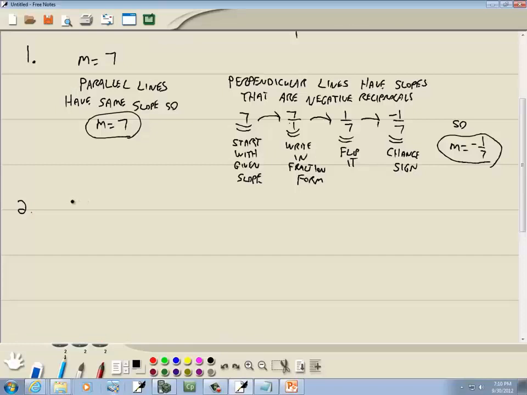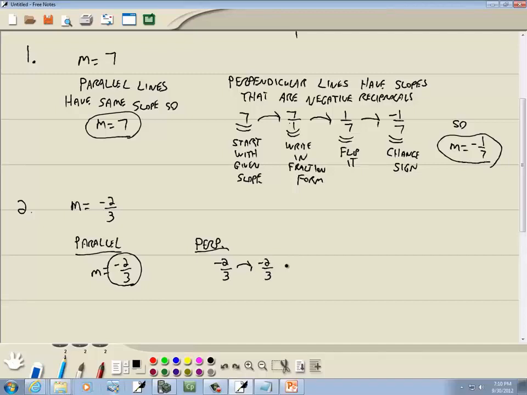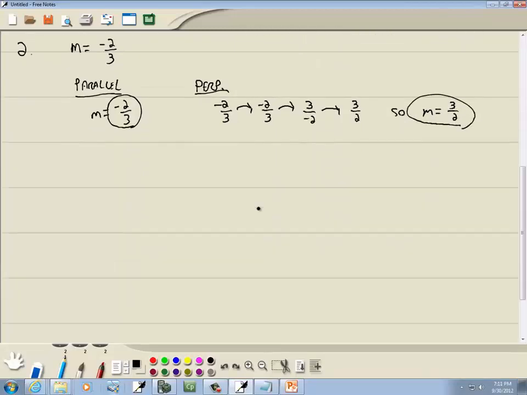Let's take a look at this one. Got negative 2/3, and for a parallel, very easy. Parallel lines have the same slope, so this would be negative 2/3. For our perpendicular, we'll start with the slope that we're given, negative 2/3. We'll write it in fraction form. Well, it's already in fraction form, so we're fine. Flip it, so it becomes 3 over negative 2. And then change its sign, so it goes from a negative 3 over 2 to a positive 3 over 2. So the m of this is 3/2. And those will be our answers.